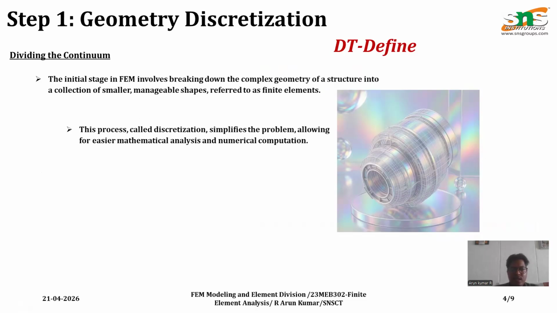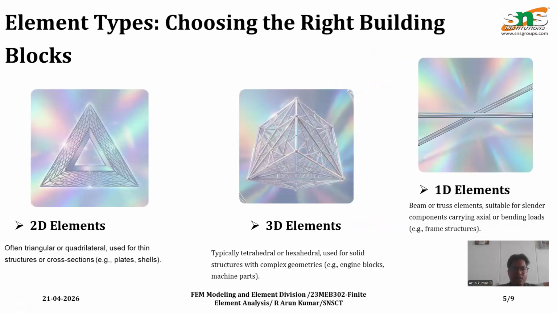First of all, step one is dividing the continuum. The initial stage in FEA involves breaking down the complex geometry of the structure into a collection of similar manageable shapes, referred to as finite elements. This process is called discretization, a simplification of the problem allowing easier mathematical analysis and numerical computation.